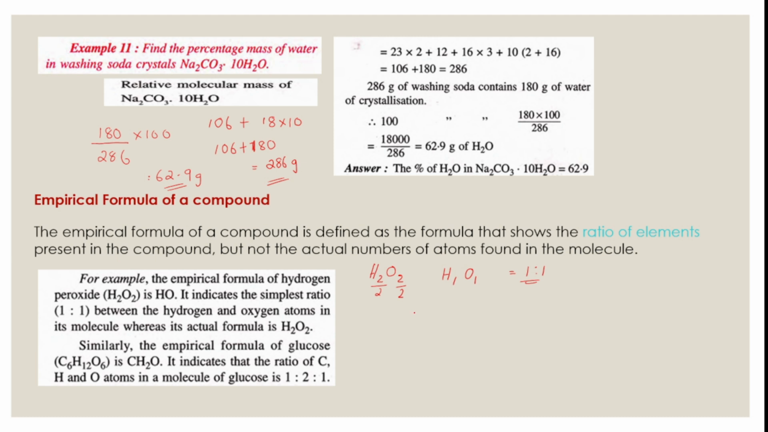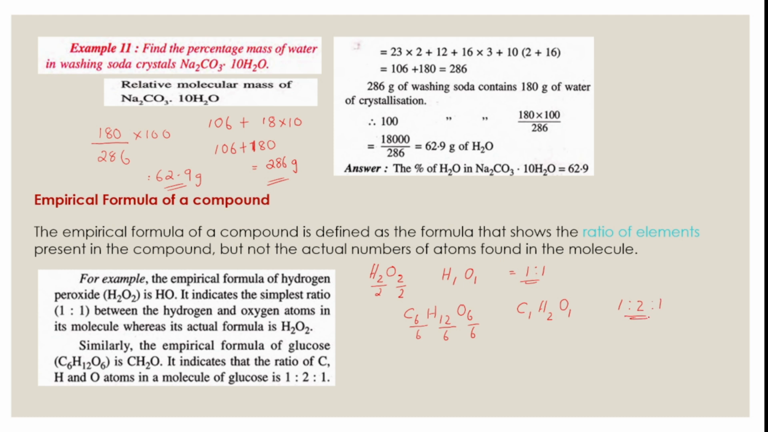Let us see another example of glucose, C6H12O6. Here you can clearly see that 6 is a common factor in all these, isn't it? So what we do, we will divide each of them by the common factor, and let us see what is the ratio. 6 by 6 is 1, 12 by 6 is 2, and 6 by 6 is again 1. So what is the ratio of carbon, hydrogen, oxygen? They are in the ratio 1 is to 2 is to 1, isn't it?